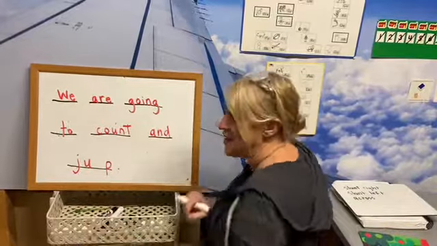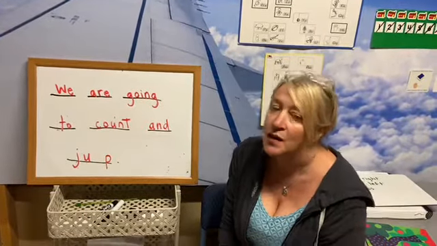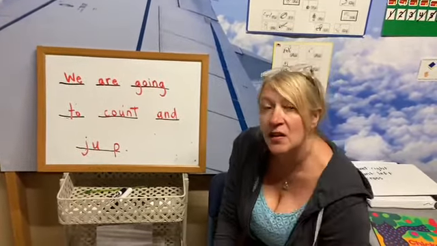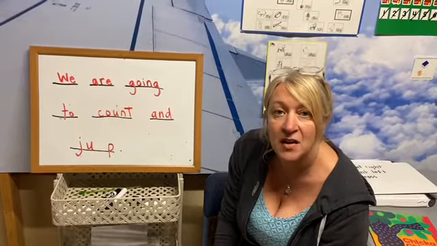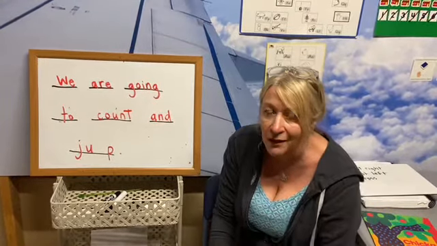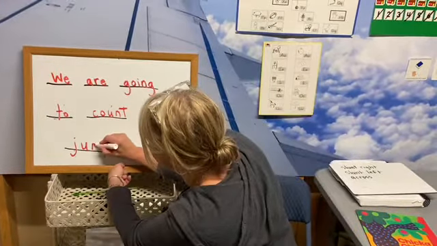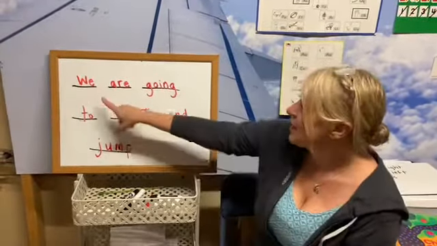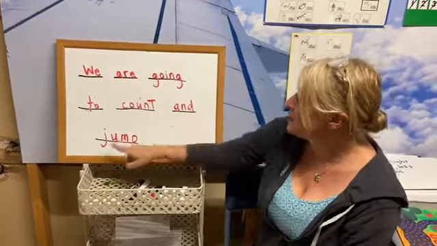Now this is the sound I'm thinking about, because when you say a word, you have to really isolate every sound, and that's kind of hard to do. You guys are going to kindergarten. That's hard to do in kindergarten, even first grade. But I want you to see if you can hear the sound that comes before the P. Jump, jump. I hear the M in there, like a monkey. So I'm going to put the M here. Let's read it together. We are going to count and jump.